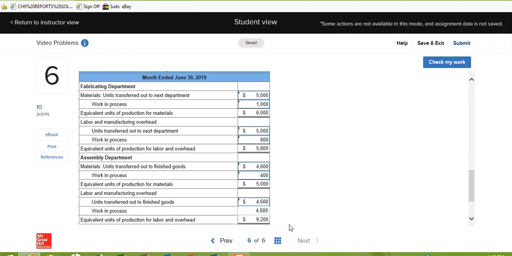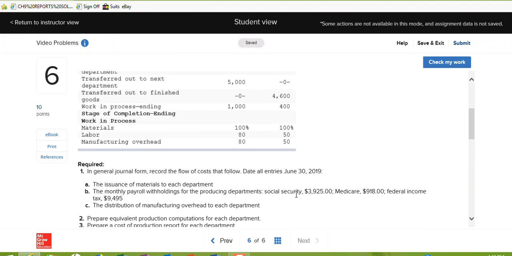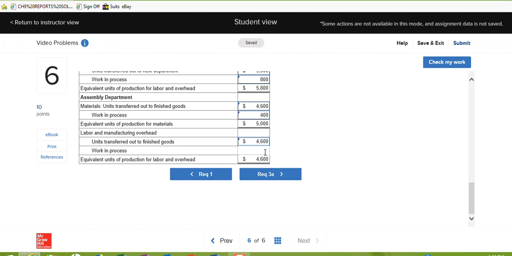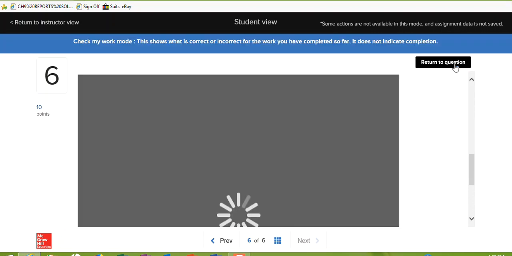And then for your work in process, we had 400 items that are in process, and they are 50% complete in terms of labor and overhead. So 400 items, 50% complete. The equivalent is 200, it's just half of that. So our equivalent units of production for labor and overhead for the assembly department is 4,800. So let's check and make sure I've got that right.